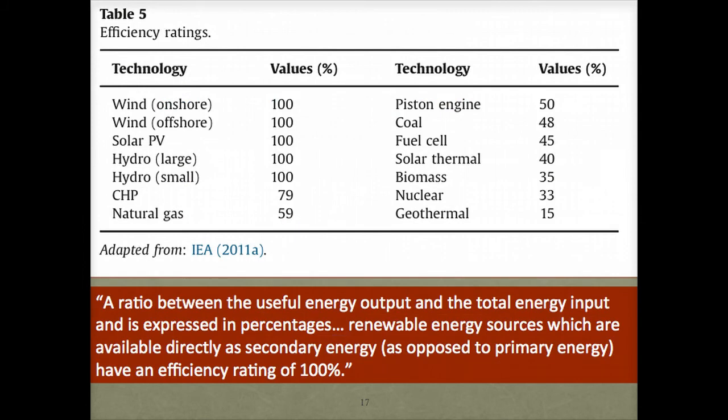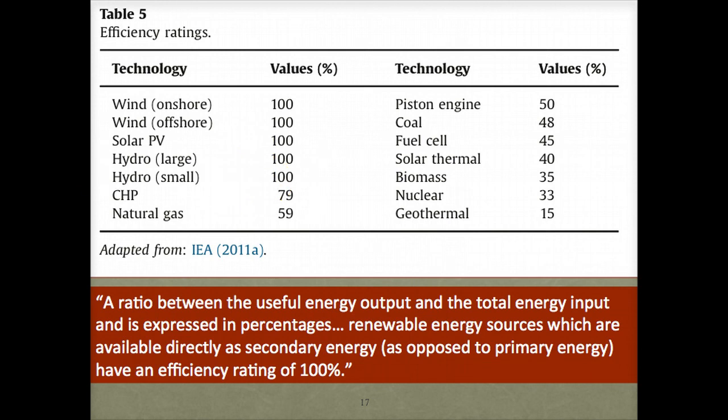The second technical sustainability indicator is efficiency, which Maxim defines as a ratio between the useful energy output and the total energy input, expressed as a percentage. Maxim uses a method for calculating efficiency that compensates for the potential underestimation of renewable energy technologies by evaluating them based on their availability directly as secondary energy sources, rather than considering the conversion from primary energy to secondary. This is why renewables get a value of 100% in Maxim's chart.